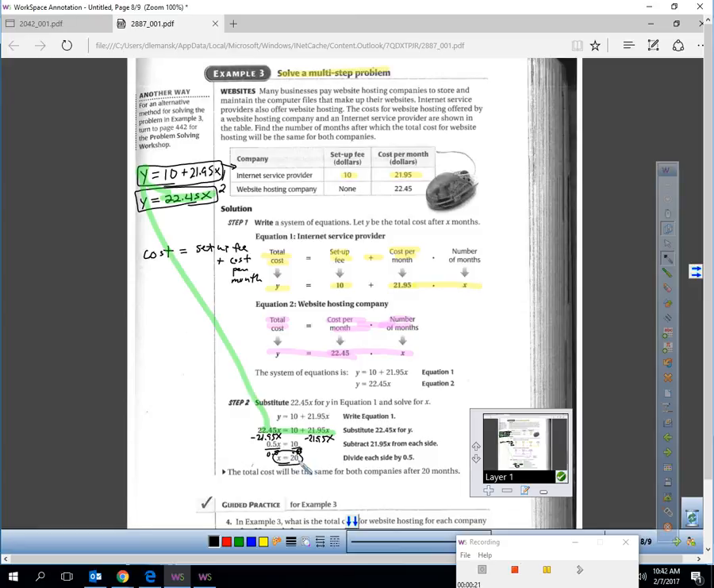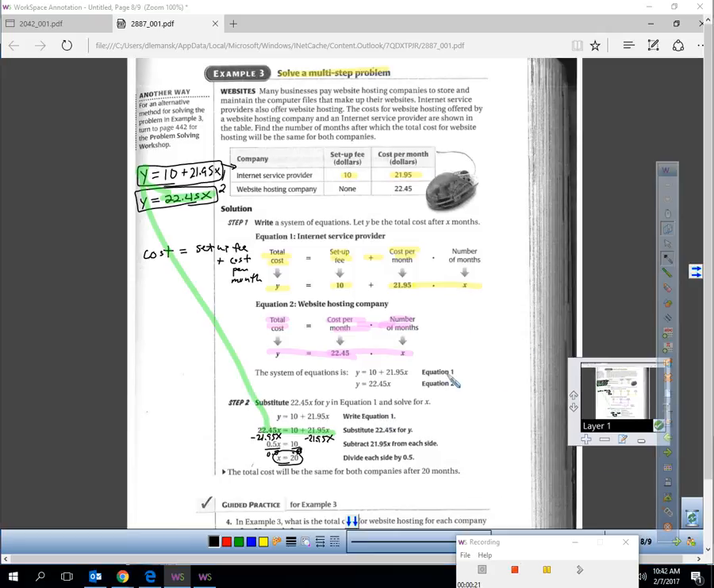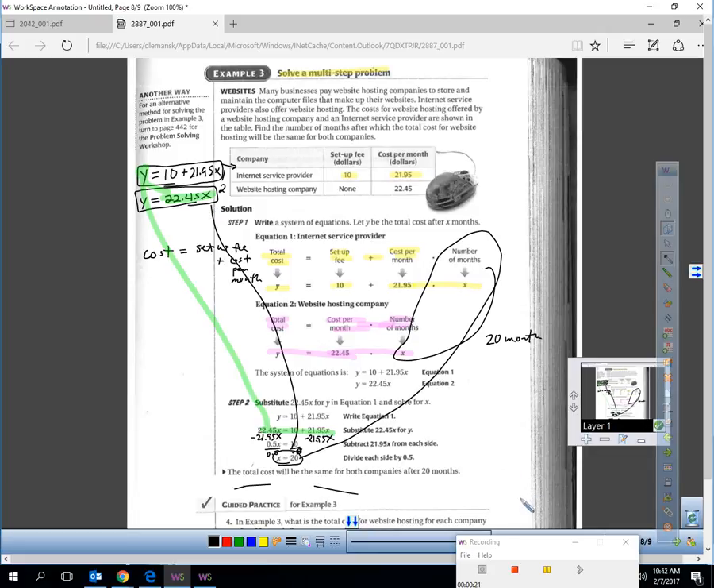So if X is 20, then that's saying that I have 20 months, because X is the months, in which the price would be the same. Now, what's the total cost? Well, let's quickly check it out. If I put 20 in for X, 22.45 times 20, and when I plug that in my calculator, I'm finding out that after 20 months, both places would provide me service for $449. So there's my ordered pair for that.